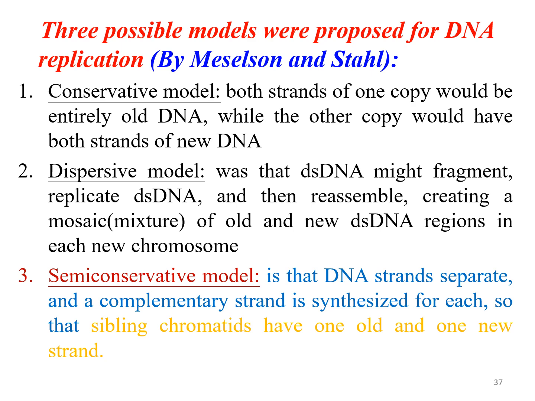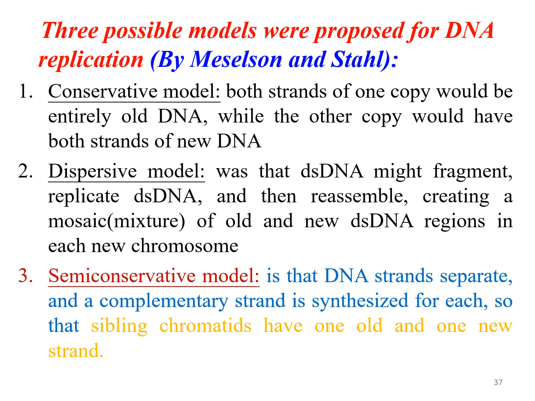The first one is the conservative model, which states that both strands of one copy would be entirely old DNA, while the other copy would have both strands of new DNA. So this one is like the law of conservation, which states that the DNA replicated or synthesized from the parent can be similar to that of the offspring.